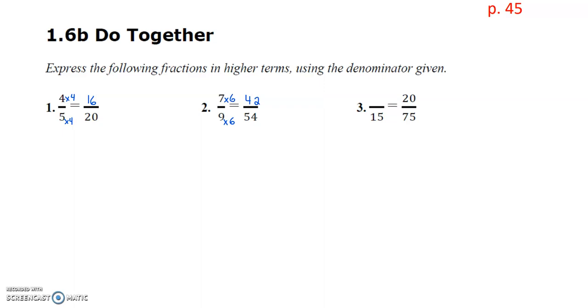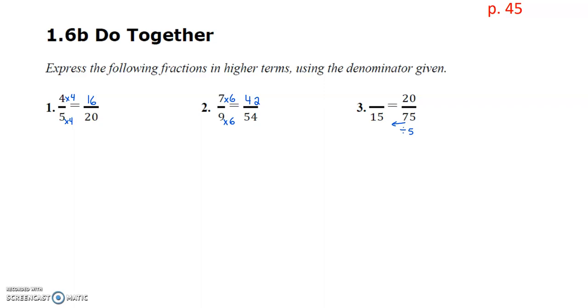For number 3, we're going to be working a little bit backwards. We can also use division concept here. So we can be moving from 75 down to 15, or we can be looking at what times 15 makes 75. So we can look backwards or forwards. If we look backwards, it means I'm dividing by 5. If we look forwards, it means I'm multiplying by 5.